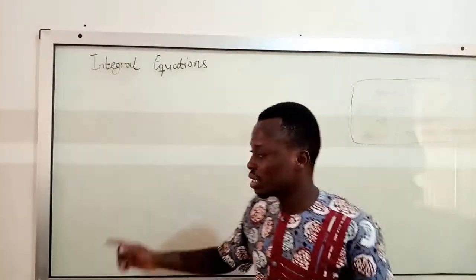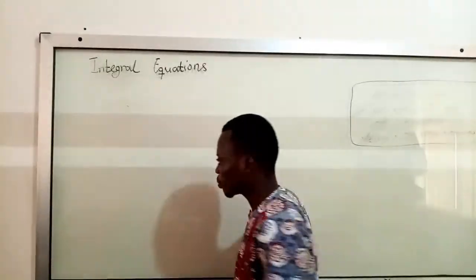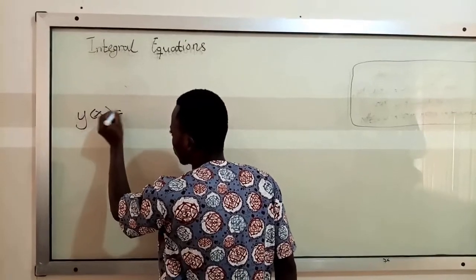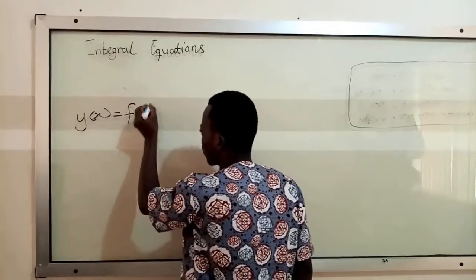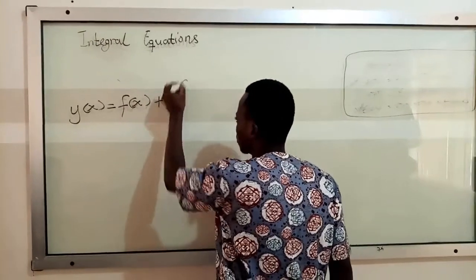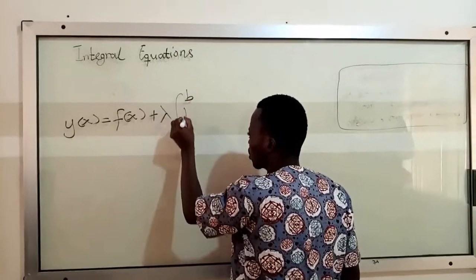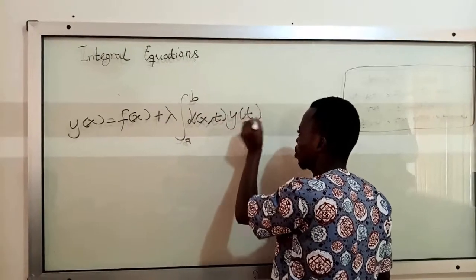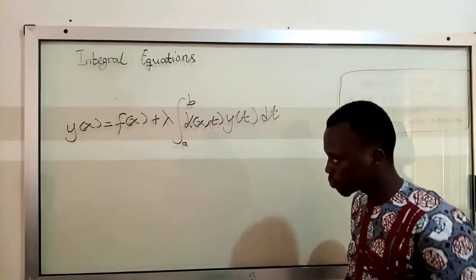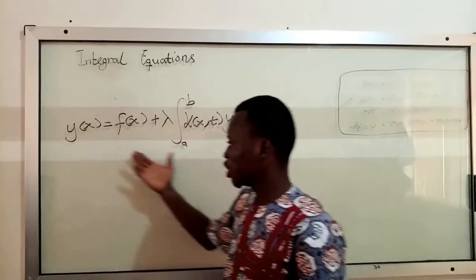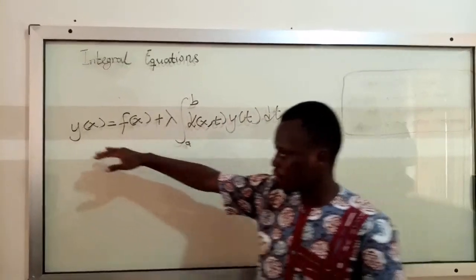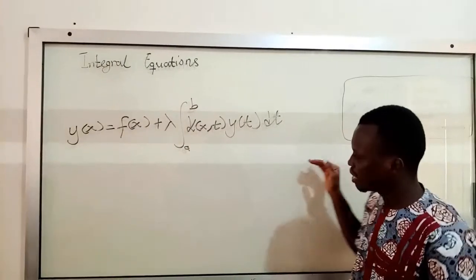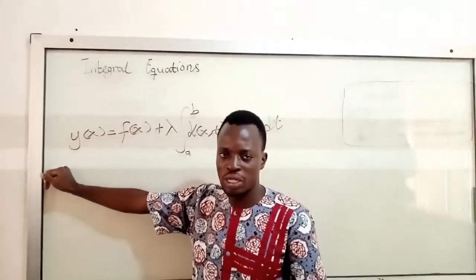Let's consider the equation below. y of s equals f of s plus lambda integral from a to b k of s t y of t dt. We are saying that this is an integral equation because this y of s, our unknown function, appears under the integral sign. So this makes this equation an integral equation.